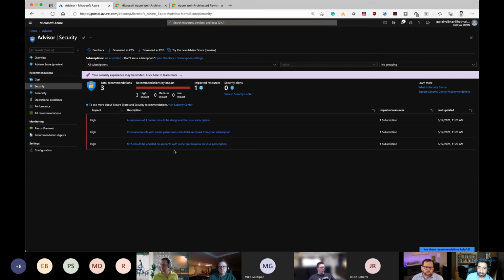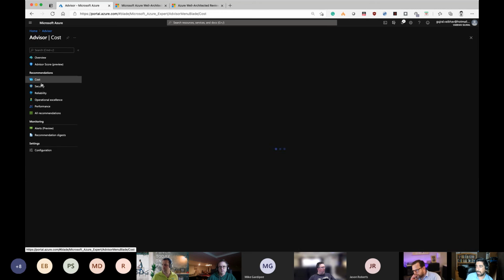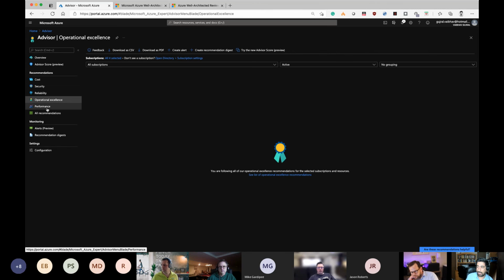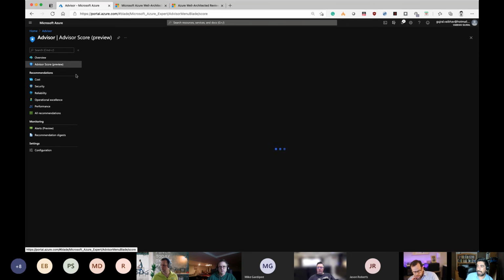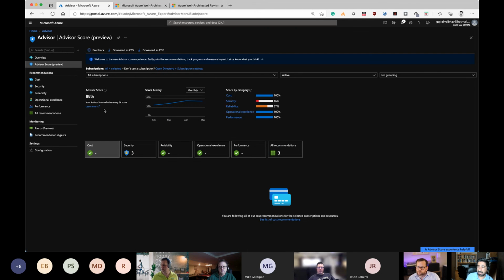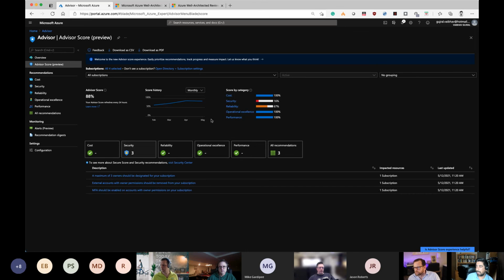So likewise, it offers different recommendations. I can go under each of the pillars, but since I don't have enough workloads running here, there are not many recommendations. And here's the advisor score. It looks like I'm at 88%. If I go here, it looks like I was roughly around 64% back in February, and I've reached 88% starting April.